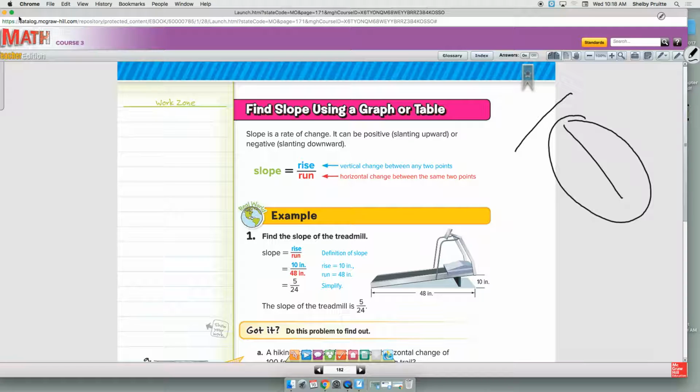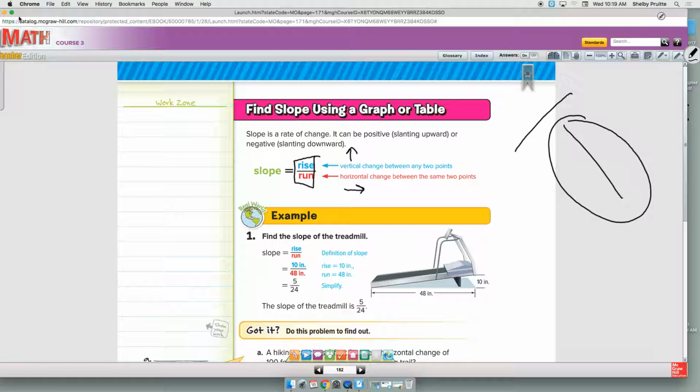So right here we can see that slope is equal to rise over run. So if I ask you rise over run, you should know that rise means vertical, so you're going up. So how far are you going up? And run means how far are you going over.